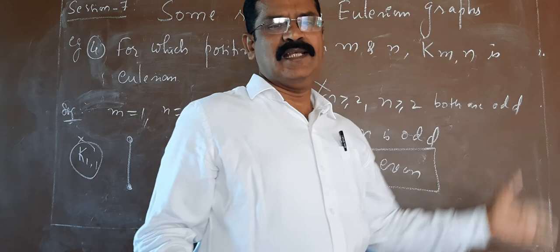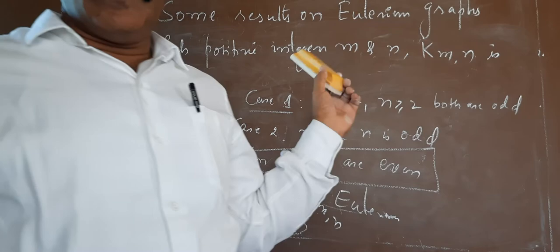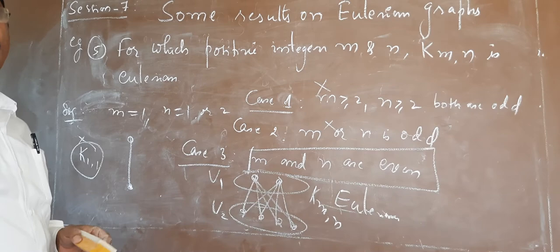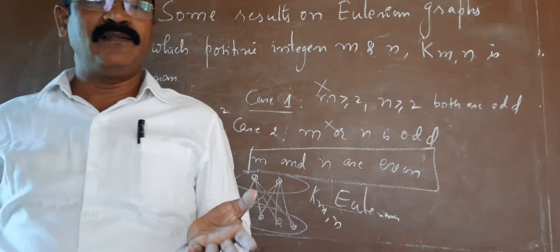I hope you have followed all these problems, the solution of these problems. So next we will consider one more example, the fifth example. Prove that if every block of a connected graph is eulerian, then G is eulerian.